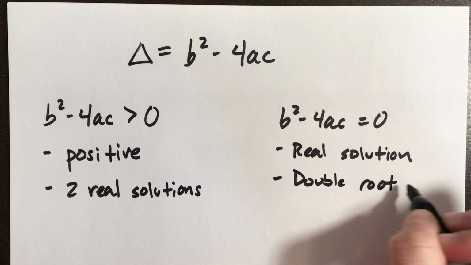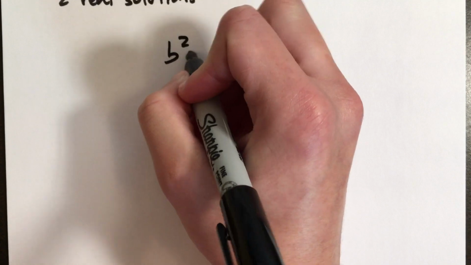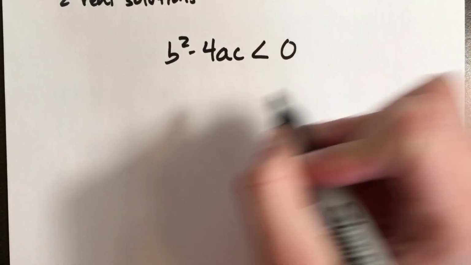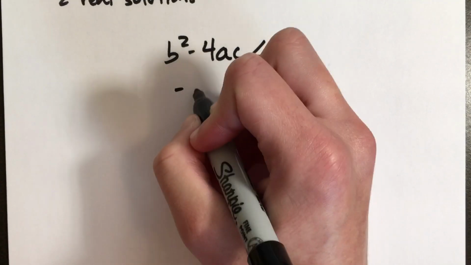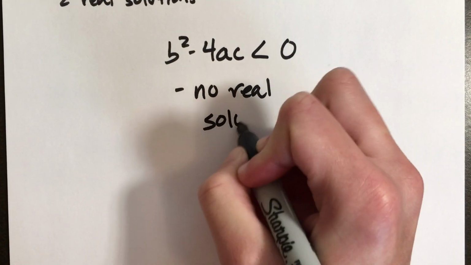So in other words, both of the roots are in the same spot, which for a parabola would be the vertex. So the vertex is a double root when the discriminant equals 0. And the last one is when the discriminant is less than 0. And this means that there is no real solution.